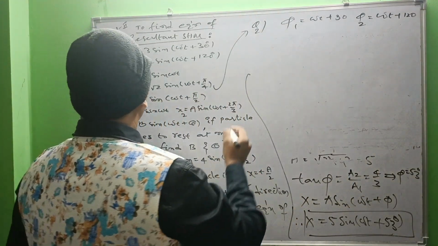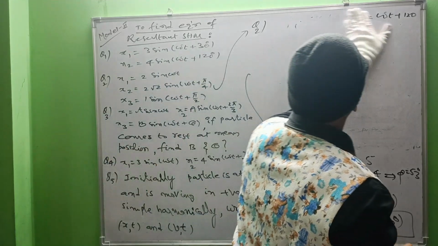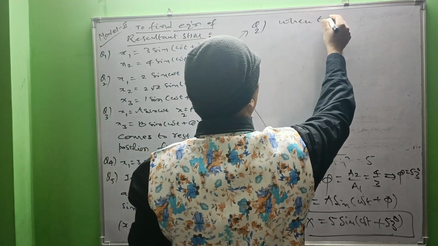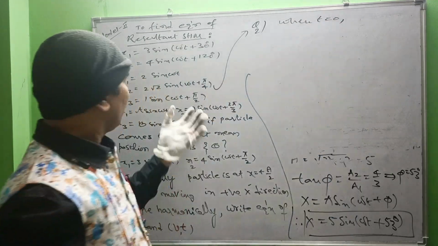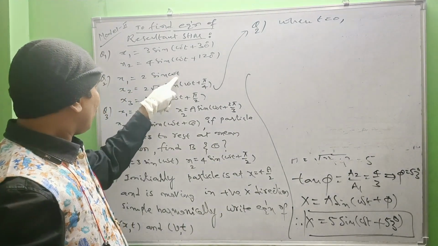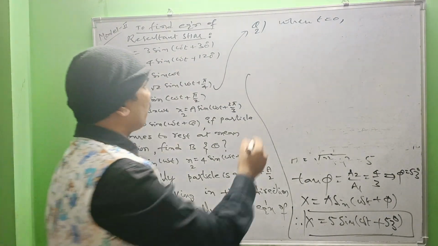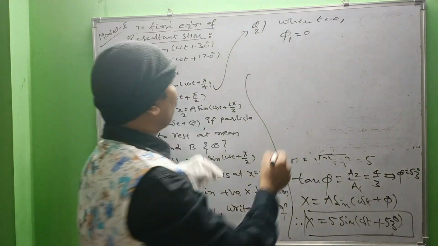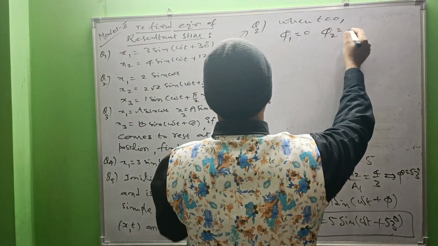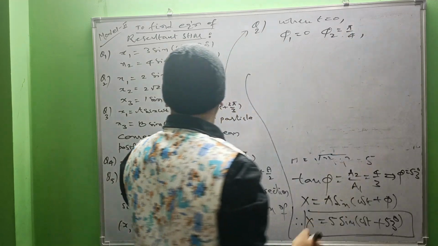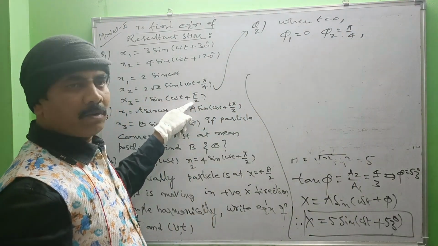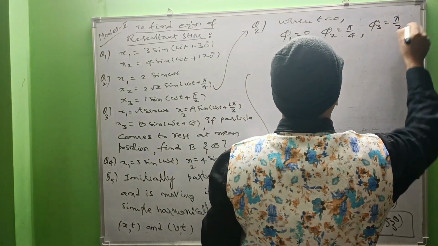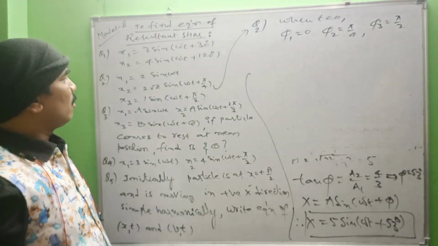When t equals 0, that is at the initial instant, what is the angle here? Omega into 0, 0. So phi 1 equals what? 0. Phi 2 means what? 0 plus pi by 4. So phi 2 equals pi by 4. Similarly, phi 3 equals what? 0 plus pi by 2. That is phi 3 equals pi by 2. Right? Phi 3 equals pi by 2.